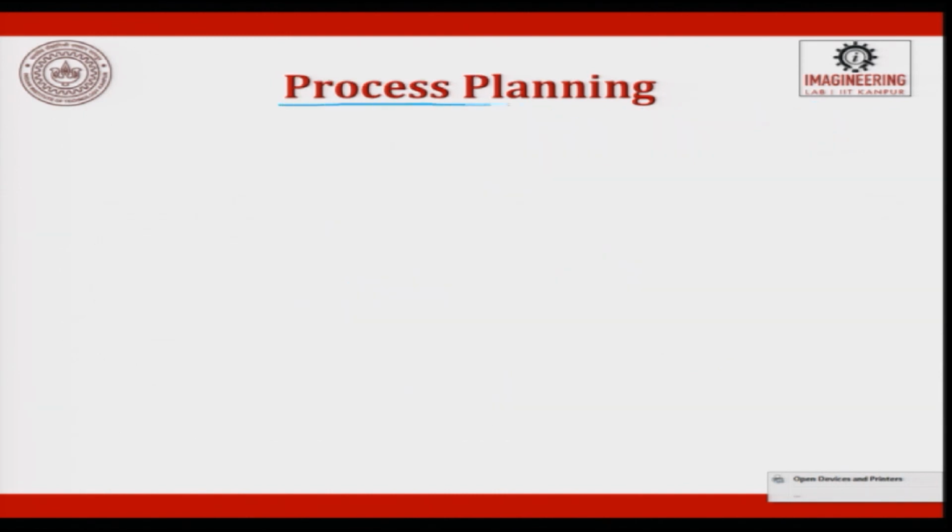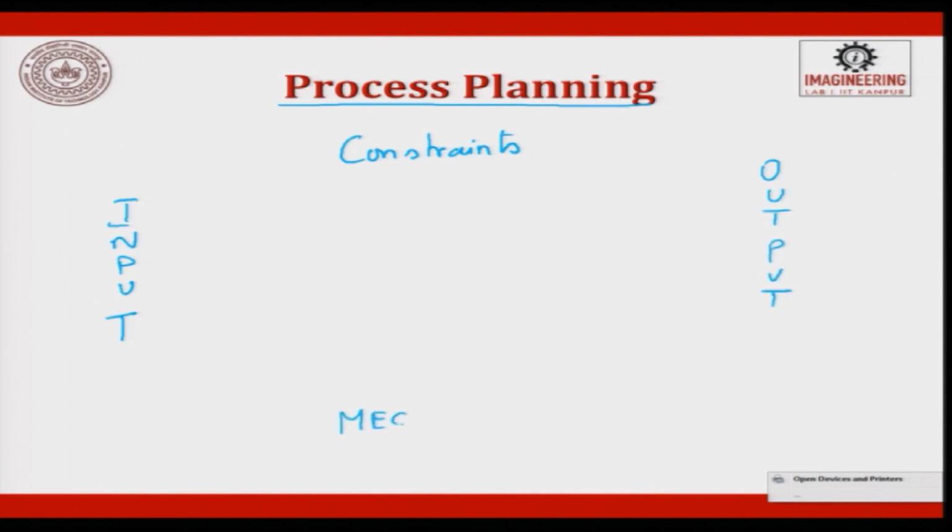So, when we try to talk about process planning, let us try to do it. So, you will have constraints, you will have input, you will have output, and then you will have mechanisms.